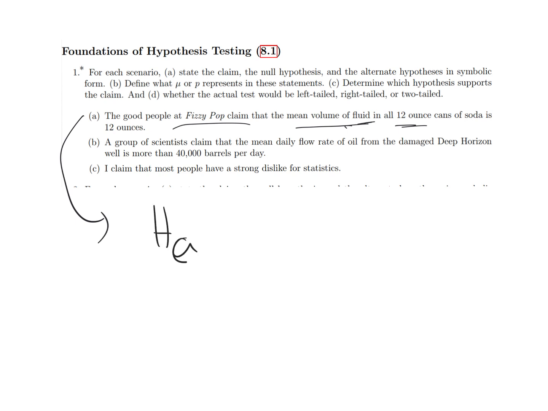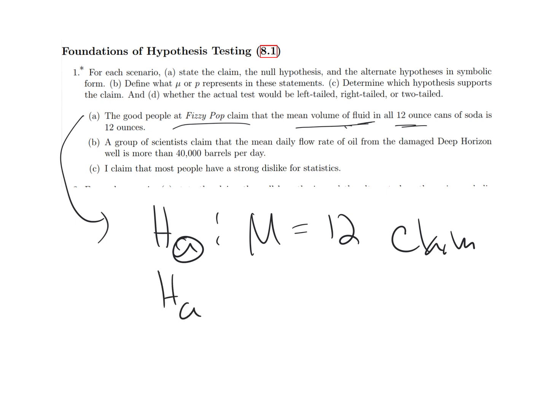We're going to say H0, the mean amount of soda in these cans is 12 ounces, and that's going to be the claim. That's what they're claiming. So HA or H1 will be that that's false. Now, we don't know whether it's right-tailed or left-tailed, too much or too little. We're just going to say not equal to. So in that case, that's a two-tailed test.